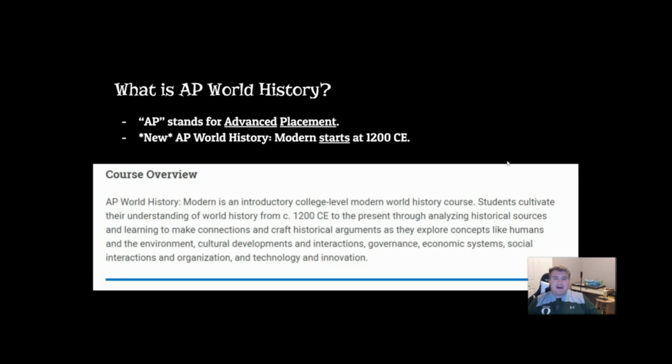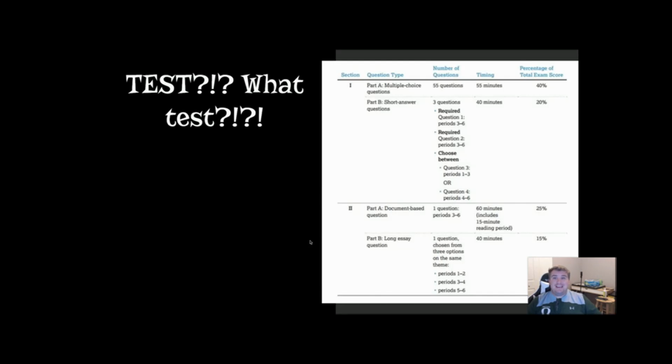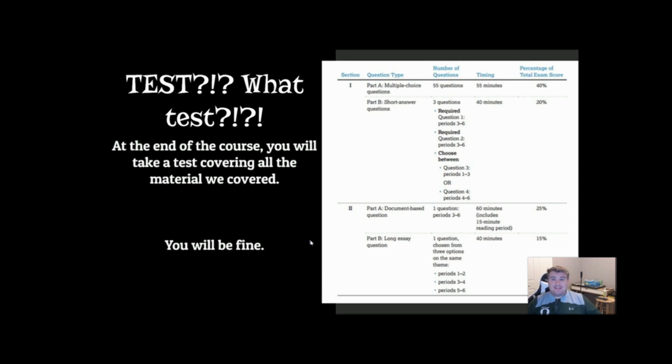Moving on a little bit about it, this is just kind of the course overview and description that they have. One thing I do want to highlight is that it is a college level course. So when they say that it is a college level class, you're going to be expected to do college level work. And I'll talk a little bit more about that in a little bit. There is going to be a test at the end of the year. It's going to be May 10th of 2021. Hopefully the world hasn't burned down by then, but you never know at this point, honestly.